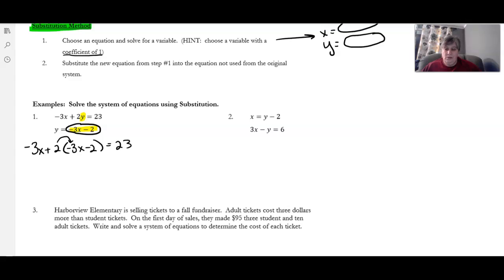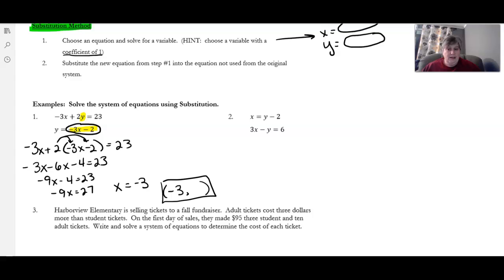Okay, so I'm going to distribute. So I'm going to get negative 3x minus 6x minus 4 is 23. I'm going to combine my terms. I'm going to add 4 on both sides, so I get 27. And I'm going to divide both sides, and I'm going to get negative 3. So I just found my first answer.